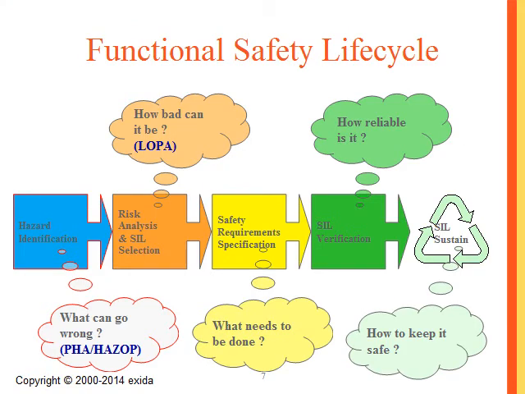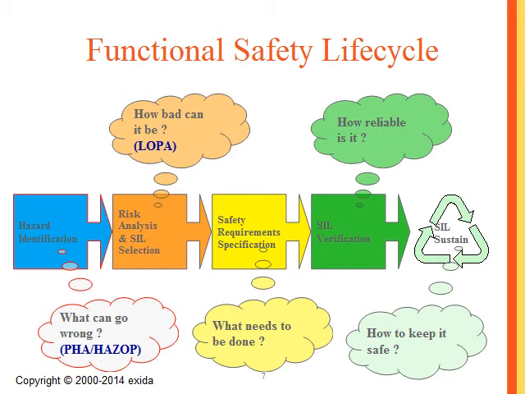So if we look at the functional safety life cycle, you start off with your hazard identification, i.e. what can go wrong. So you do a process hazard analysis, you do a hazard and operability study to determine what are the potential hazards. And then you do your risk analysis and SIL selection. So basically, how bad can it be? What layers of protection do we need? What order of risk reduction are we looking for?